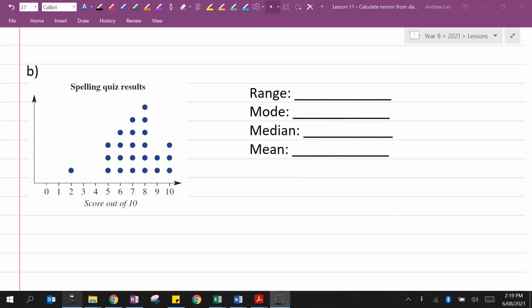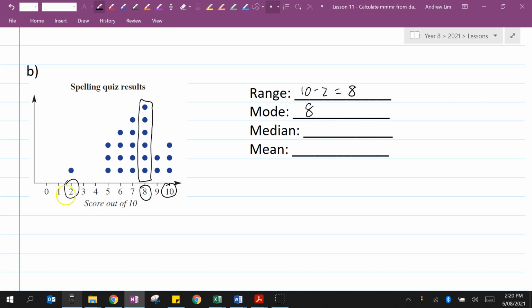Okay, so the range is highest score minus lowest score. Well, the highest score is a 10. The lowest score that someone got is 2. So 10 minus 2, that's 8. The mode is the most frequent or most common, and the one with the most is 8. 8 is the most common score.